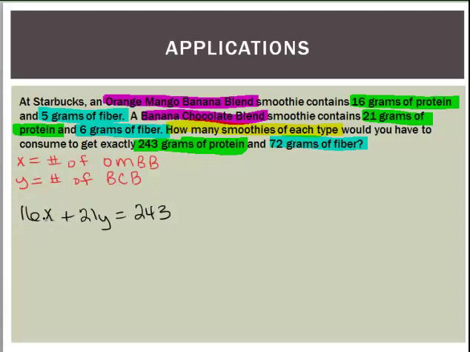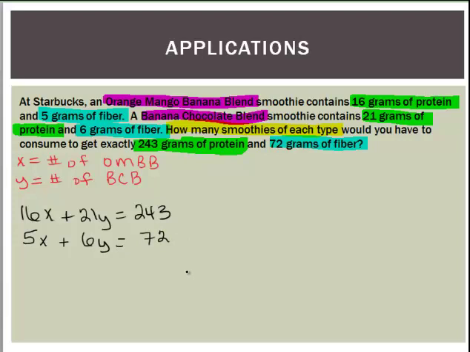16 grams times the number of orange, mango, banana plus 21 grams times the number of banana chocolate is equal to the total number of grams of protein. That's what it looks like to me. So then your other equation will work the same way, except you use all the blue stuff. So you have 5 grams times the number of orange, mango, banana plus 6 grams times the number of banana chocolate is equal to the total number of grams of fiber.